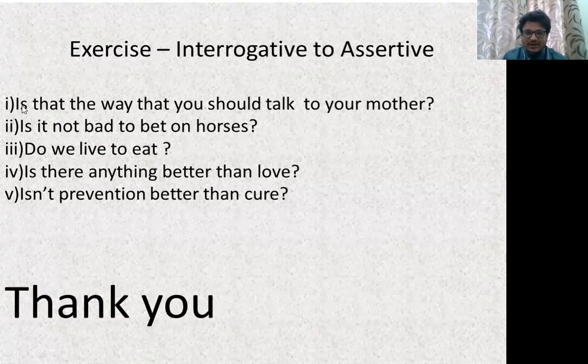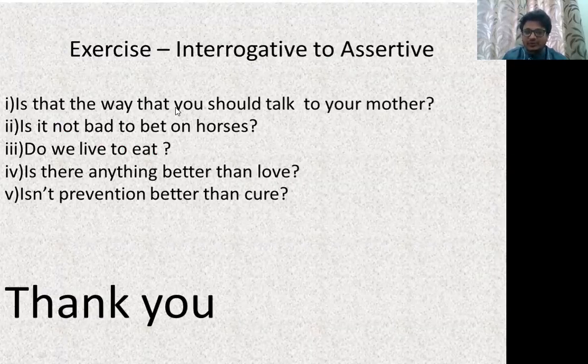After the helping verb is, the statement is positive. So we have to add not. We have to use a negative word. That is not the way that you should talk to your mother. In place of the question mark, we have to put a full stop.